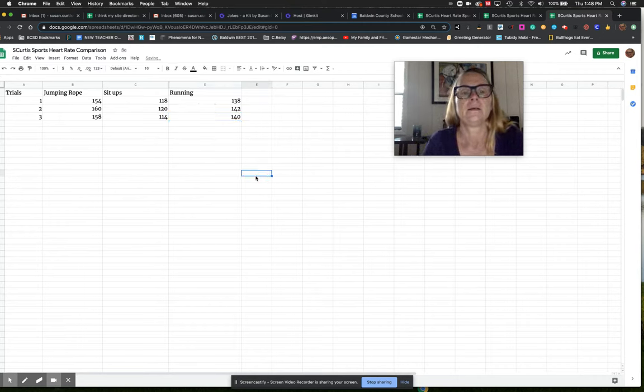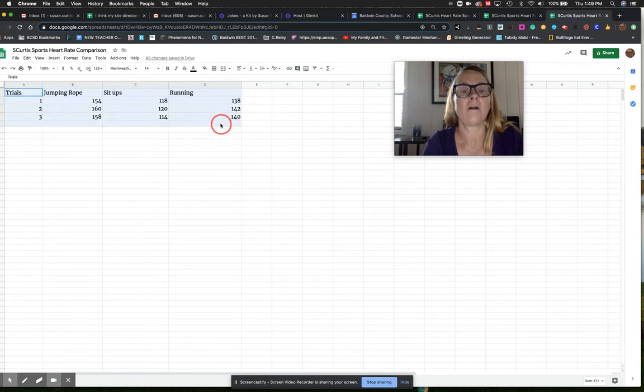Okay. So you set up your data table. Notice this is different than a line graph because you're not comparing across time. You set your trials in the first column, your first sport in the second column, your second sport in the third column, and your fourth sport in the fourth column. Now, y'all are just comparing two sports, so you're not going to need this column.